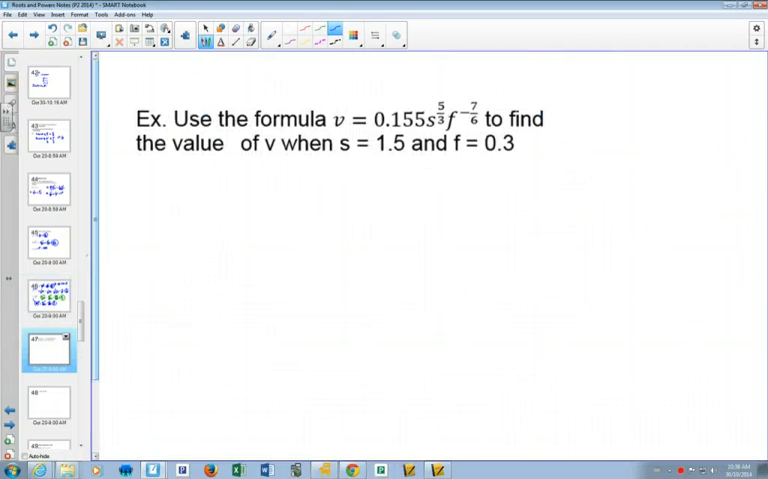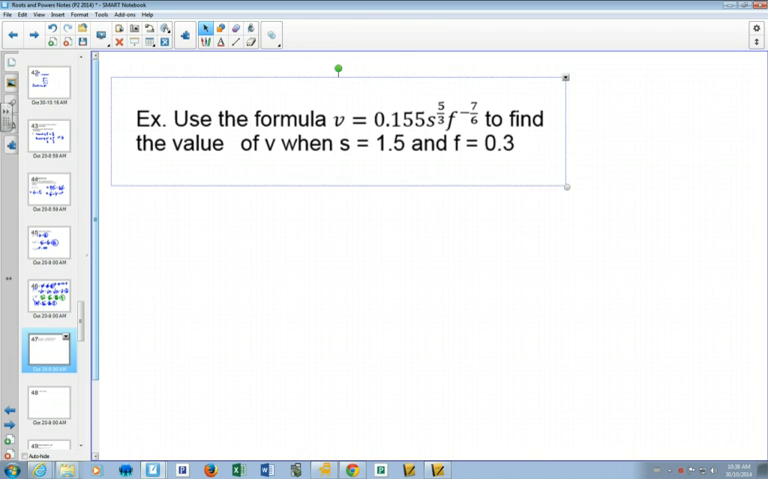One more question. Here's a formula with fractional exponents and negative exponents. It's a crazy formula. Should I make it bigger? Those numbers are getting small.